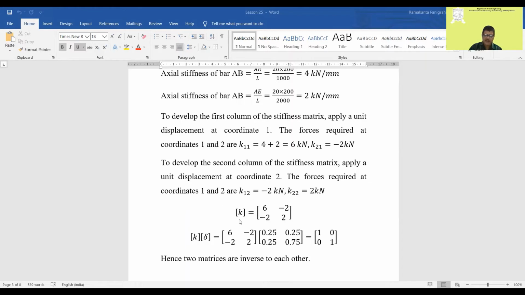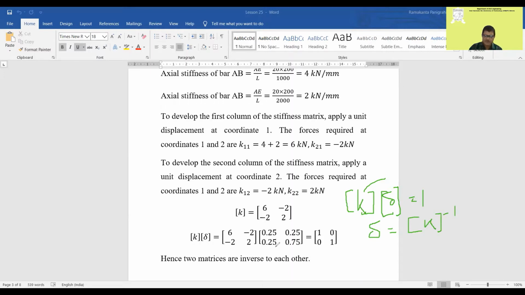If you know the K matrix, you can find the delta matrix. The delta matrix is obtained somewhere else. So it has been proved that K delta is equal to 1, 1. Please note that. If a member has the K matrix, the stiffness matrix, and you develop this flexibility matrix, then if you multiply them it is equal to 1, or if you know the K matrix, delta is equal to K inverse.